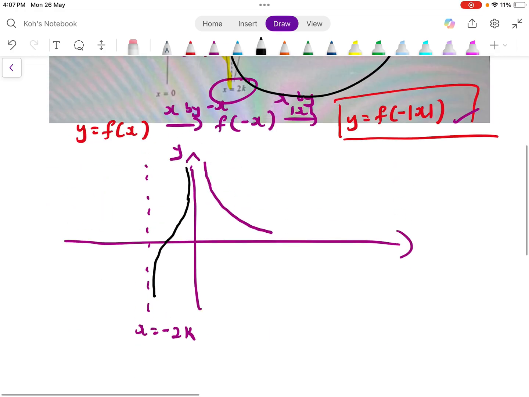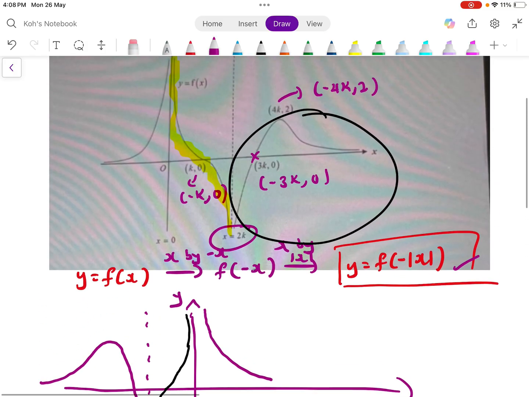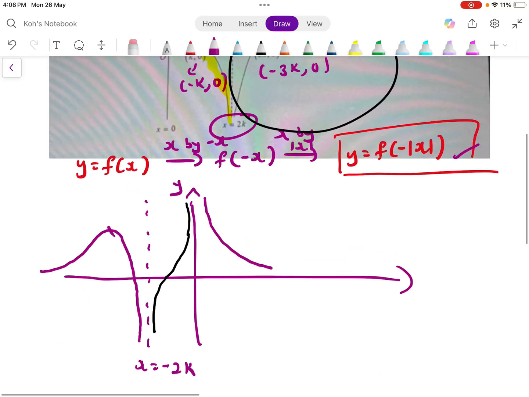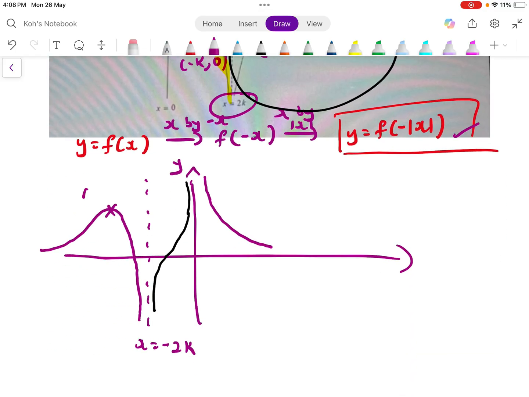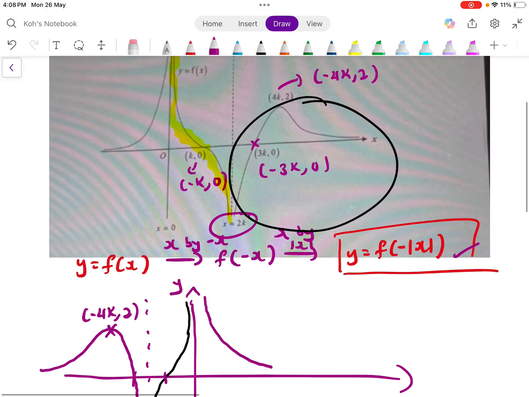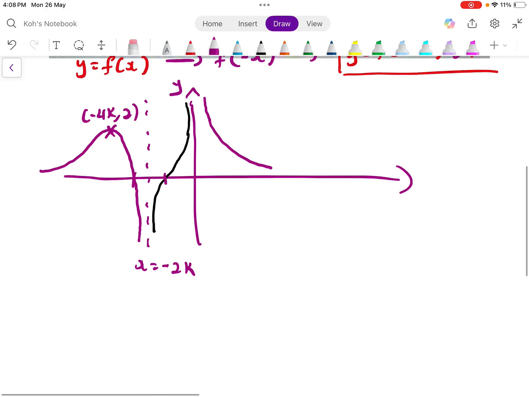Remember to draw the landmarks. This part, something like this. I do a rough sketch because this is not the final thing. This part will be (negative 4k, 2). Then of course, just label all the landmarks: negative 3k and negative k. So this is (negative k, 0), (negative 3k, 0), and so forth.